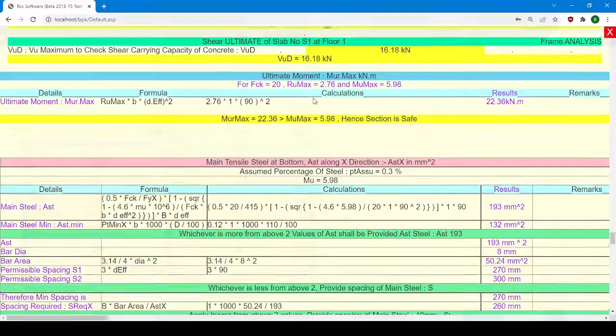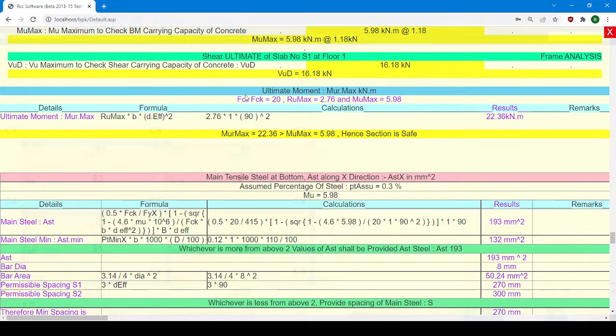And the section is set. As per the ultimate moment, for concrete grade M20, Ru max is 2.76 and Mu max is 5.98. The ultimate moment of resistance, Mu,R max, equals Ru max into B into D squared, which we have calculated, comes to around 22.36. Mu,R max is 22.36, which is greater than 5.98, so the section is safe. Suppose Mu,R max is less than Mu max, then by the reiteration method our software will take care and keep increasing the sectional size till it satisfies this condition.